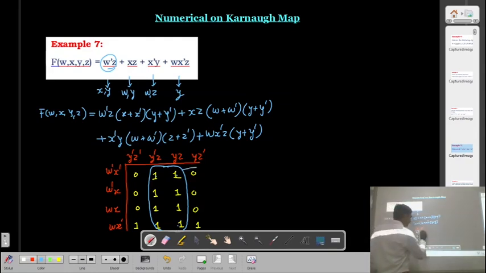And what will be the expression for this octet? If you are moving top to bottom, W and X both are going to change, so they will not be a part of the expression. But when you are moving from Y dash Z to Y Z, Z is not going to change and Y dash is going to be uncomplemented, so it will not be part of the expression. So the expression for this octet will be only Z.